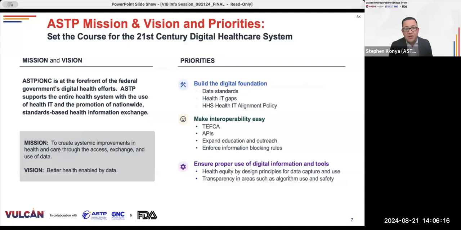So a couple other things to mention as far as what our vision and priorities are. It really gets back to building that digital foundation that all innovation and appropriate data exchange can happen and sit on top of. And we try to do this by making interoperability easier, working with all of our federal partners and with the industry, leveraging modern 21st century technology and APIs, and then also ensuring the proper use of all that digital information and tools that is out there. So with a greater focus on health equity and design principles for data capture and use, and transparency around areas such as algorithm use and safety.